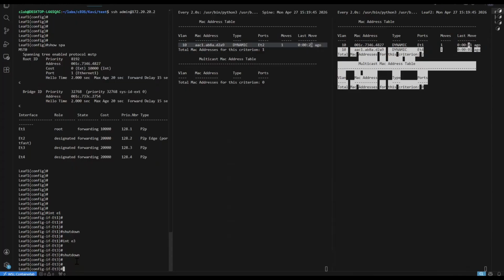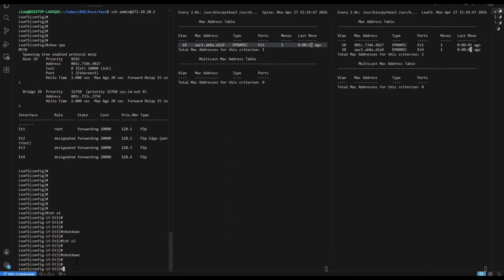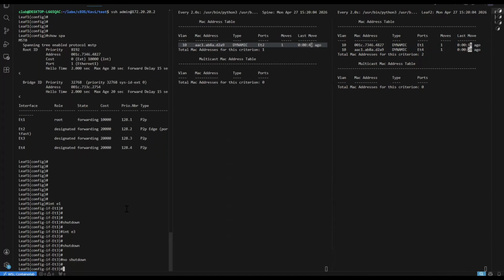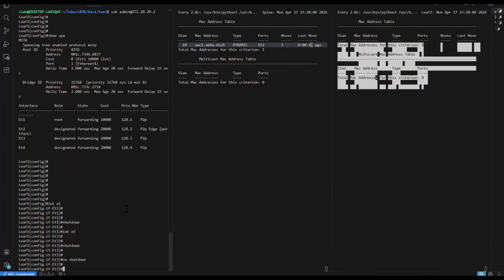Now I shut down interface ET3. So ET3 is shut down, and now it has moved to ET4. On here it's moved to ET4 as well. Now I cannot shut down all the interfaces, so I'm going to do no shutdown, and now it will again change to ET3. Yes, spanning tree is converging.